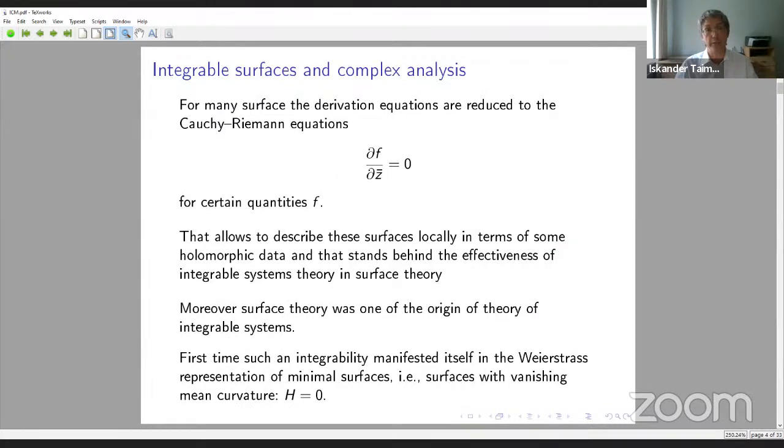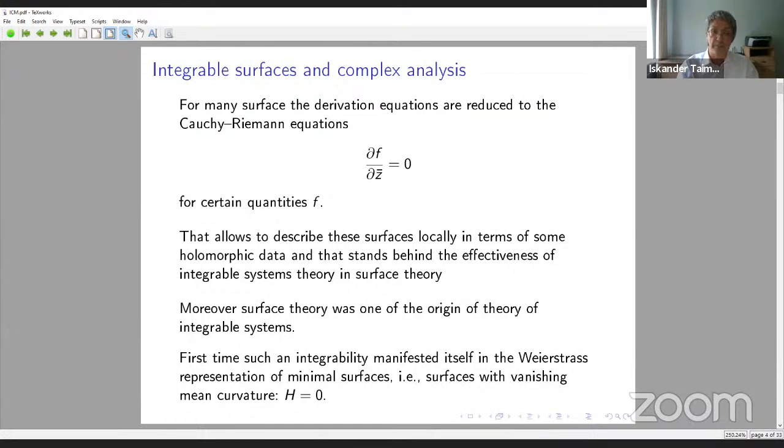For many surfaces, the derivation equations are reduced to the Cauchy-Riemann equations for certain quantities. It's the classical Cauchy-Riemann equations. That allows us to describe the surfaces locally in terms of some holomorphic data, and that stands behind the effectiveness of integrable systems theory in surface theory. Actually, these surfaces are called integrable surfaces. So that's a very important point in integrable systems. Moreover, surface theory was one of the origins of the theory of integrable systems.